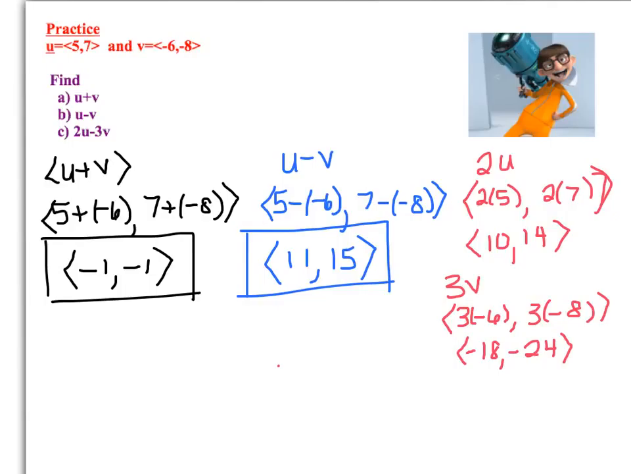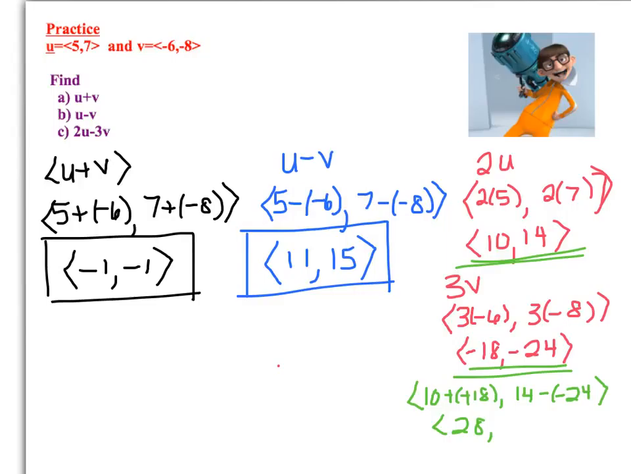Now I'm going to use those values of my scalar multiplication to find 2u, which is right here, and subtract 3v. When I do that, I'm going to take 10 minus -18, comma, 14 minus -24, and when I simplify that down, I add these two together, so I get 28, comma, add those two together, 38. And now I've done scalar multiplication with some addition and subtraction.